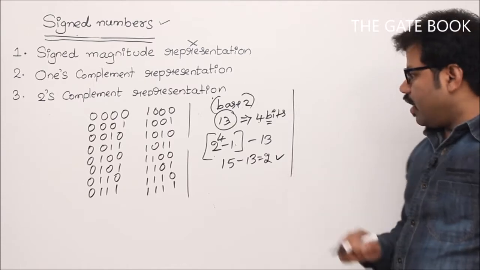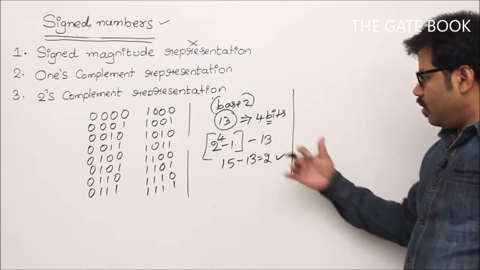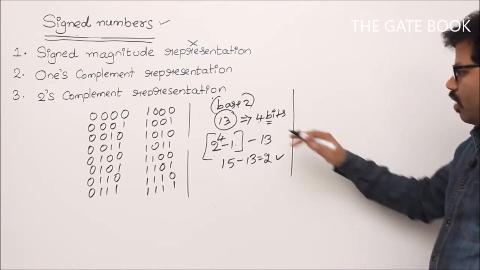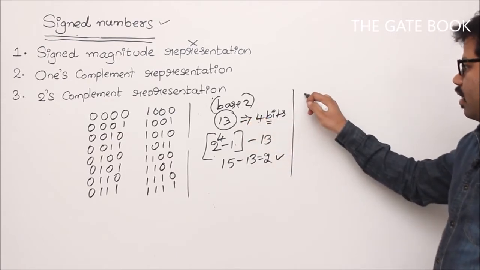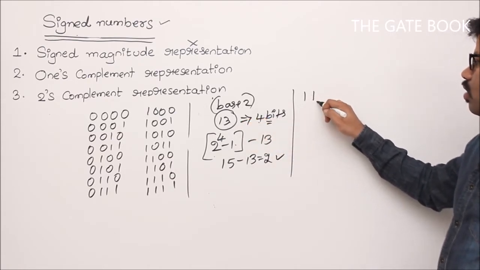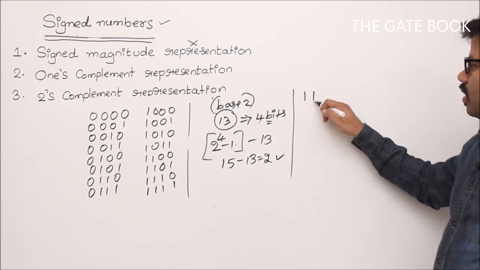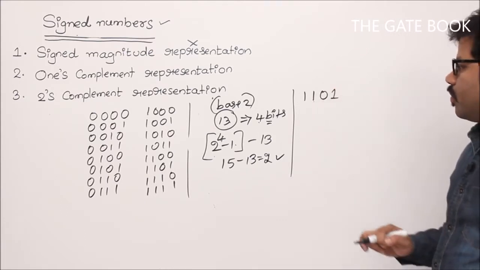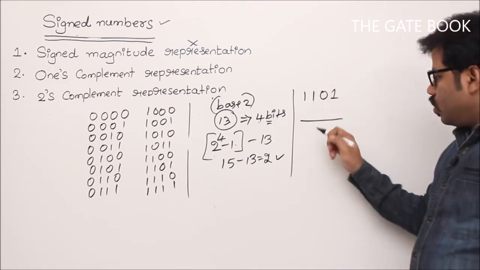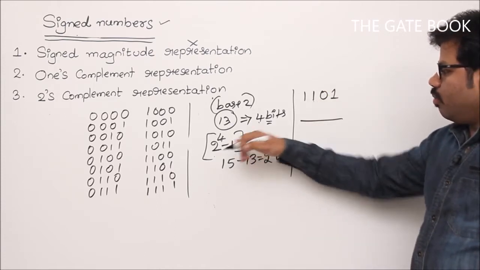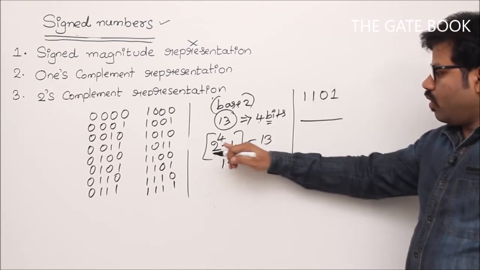But the same thing we can do using this format also, one more way. 13 represented in binary is 8 plus 4 is 12, 12 plus 1 is 13. Okay, so the answer should be 2, right? But we have to subtract from 2 power 4 minus 1.